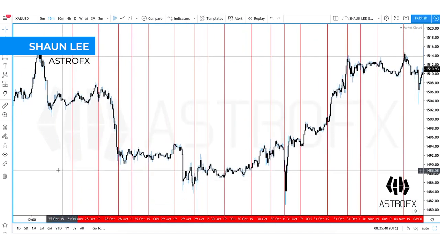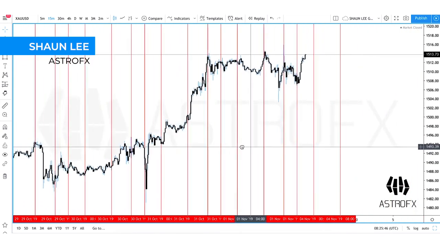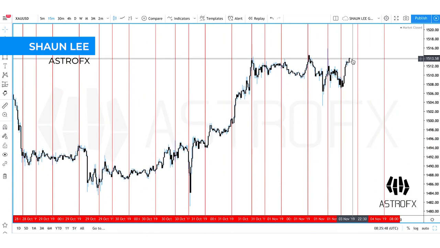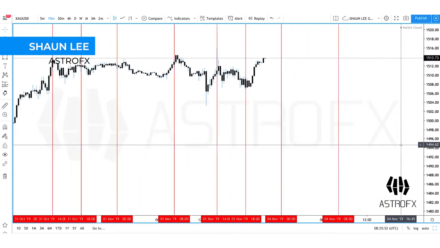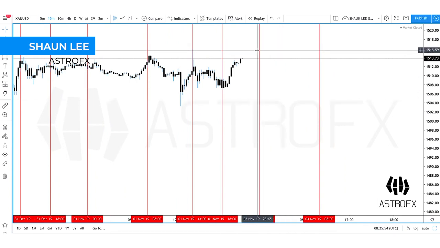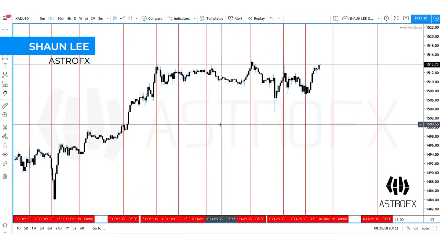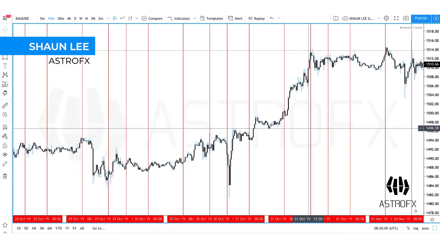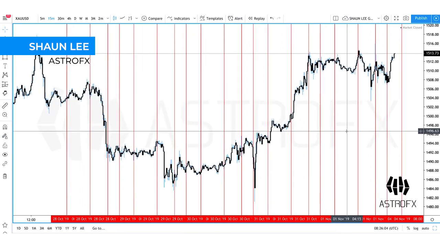What I've done from last week, 28th of October, the entire week, I've marked on the sessions as to where we closed right here, 10 p.m. And I've also just gone ahead and marked on so on and so forth. So let's see how we can break this down to get a further understanding of the gold movement. So that is what the week looks like.